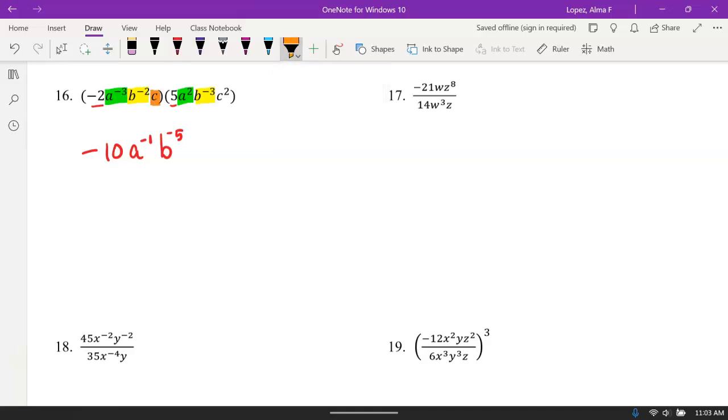the c's. C times c squared. Okay, well, c is actually c to the 1 power, isn't it? They both have positive exponents, so all I have to do is add them. Like bases, we add the exponents.